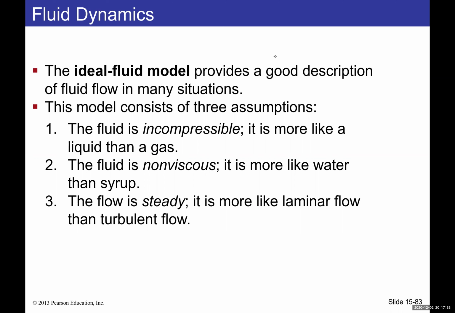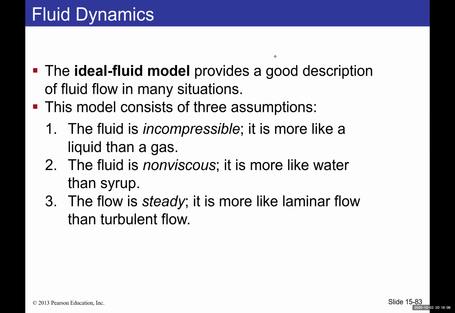The fluid is non-viscous. It is more like water than syrup. That means if you have a flowing fluid, it is more like water, where any layer of the water moves at the same speed. But if you have, for example, syrup flowing, the parts at the bottom move slower than the parts at the top, which move faster. That means you have a non-uniform flow rate. Here we want a uniform flow rate.